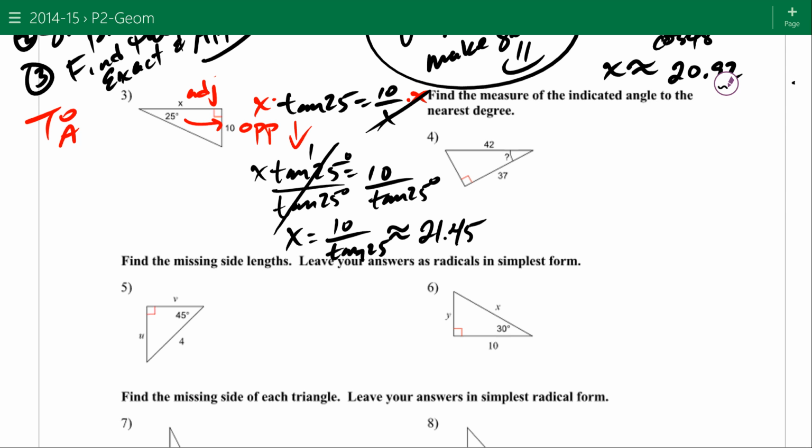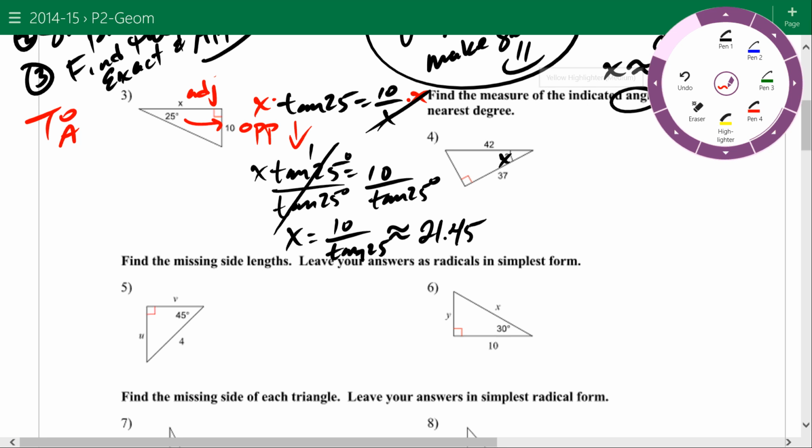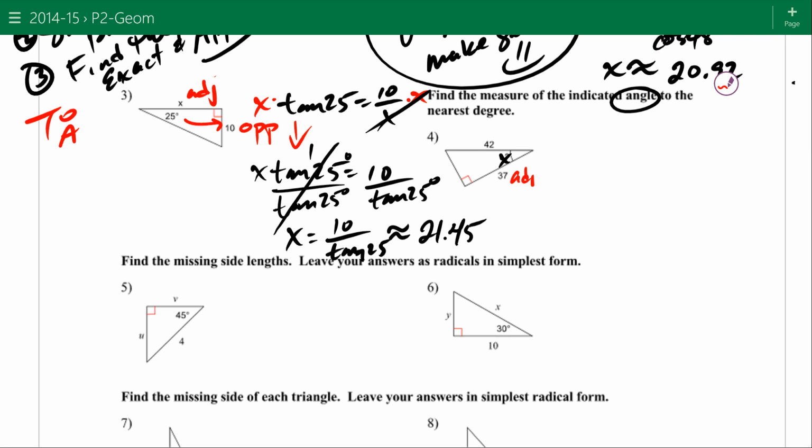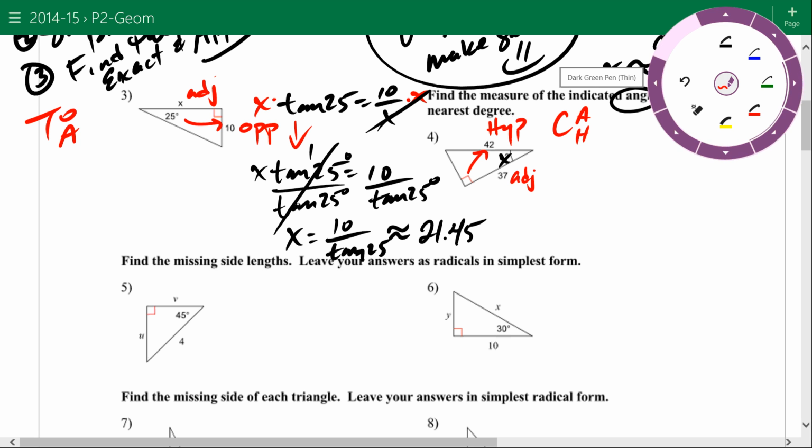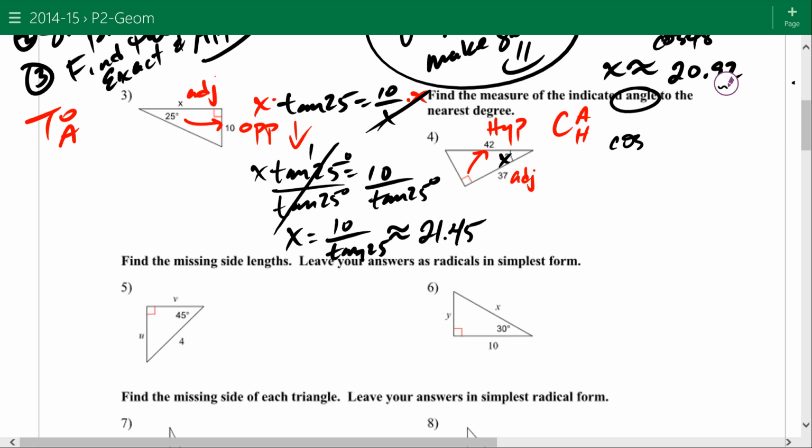Now we're trying to find an angle, so let's call it x. And let's label the sides. Here, adjacent to the angle is 37. The hypotenuse, the longest side, is 42. And that deals with a cosine function. Cosine is defined to be adjacent divided by hypotenuse. So let's set up a cosine equation, and let's say that the cosine of the angle x, the unknown, is equal to 37 divided by 42.